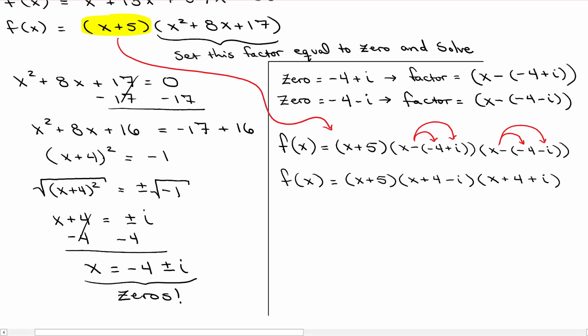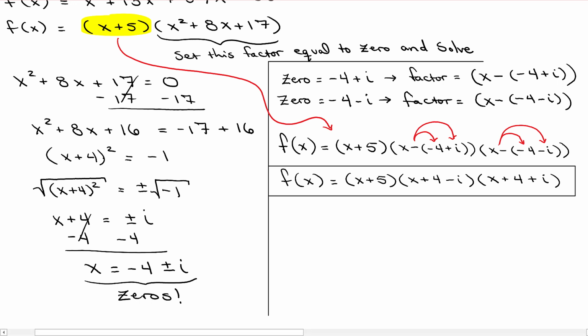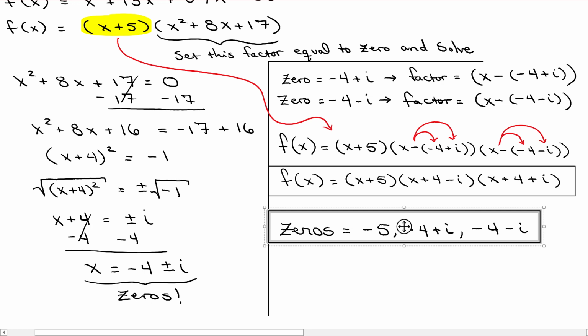Now let's write down the zeros, right? Remember this was a two-part question. It wanted the zeros and it wanted the factored form of the function. The zeros are going to be -5, -4 plus i, and -4 minus i. And let's box that in. And we are done. Good job, you guys.